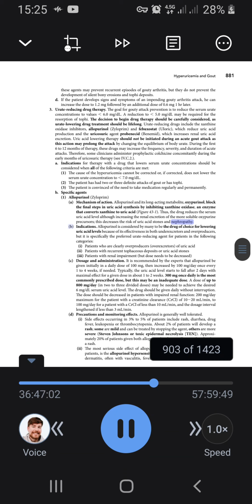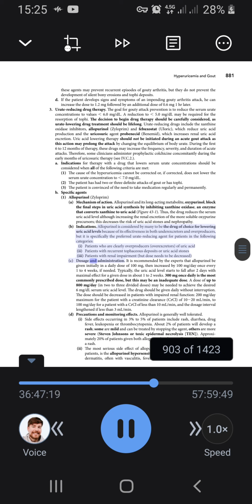B. Indications. Allopurinol is considered by many to be the drug of choice for lowering uric acid levels because of its effectiveness in both under-excretors and overproducers. But it is specifically the preferred urate-reducing agent for patients in the following categories. I. Patients who are clearly overproducers, overexcretors of uric acid. Patients with recurrent tophaceous deposits or uric acid stones. Other patients with renal impairment, but dose needs to be decreased.